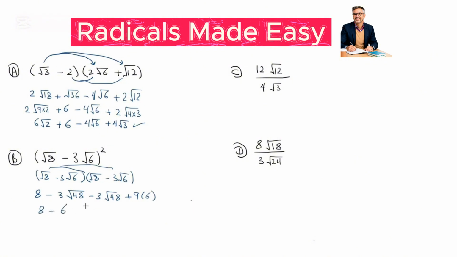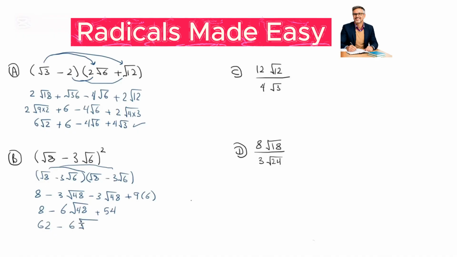These are like terms, so we're going to add them. 6 root 48. You don't add what's inside. Plus 9 times 6 is 54. 8 plus 54, that's going to be 62. Minus 6 square root of 48.